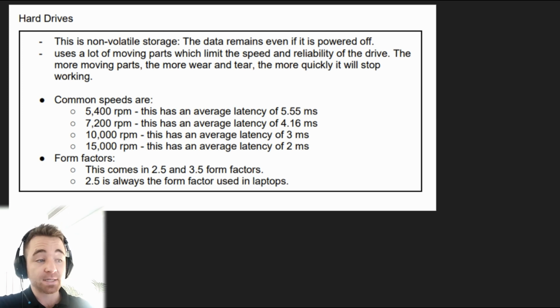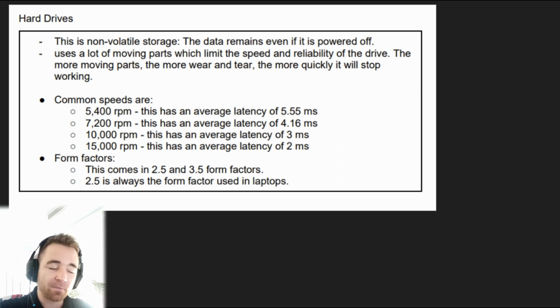Now, this is what you need to know for your exam as well. You need to know the common speeds and roughly what this means. You need to know the four common speeds, which is 5,400 RPM, 7,200 RPM, 10,000 RPM, and 15,000 RPM. I'll be very surprised if you need to know the exact latency numbers for the milliseconds. What you're going to need to understand is that the higher the RPM, the less the latency is likely to be.